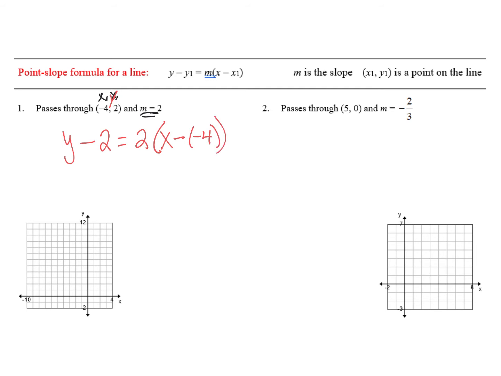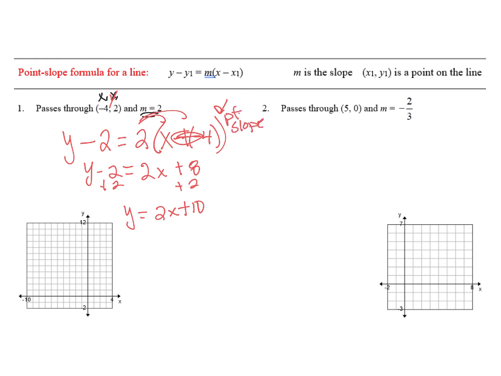which is negative 4. Okay, so that ends up giving me y minus 2 equals, when you distribute that, 2x, and then minus a negative is a plus, so that would be plus 8. Add the 2, y equals 2x plus 10. Now, please understand that when we substitute here, that's the point slope form. Then when we did all of this simplifying, we ended up in slope intercept form.